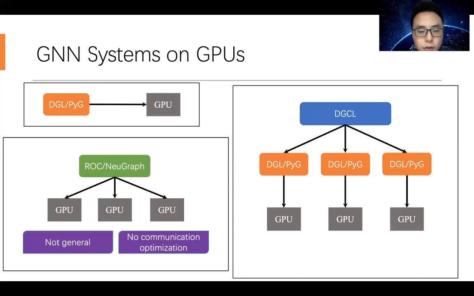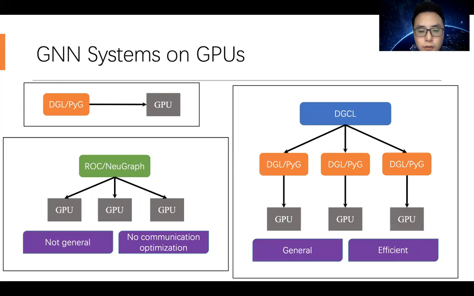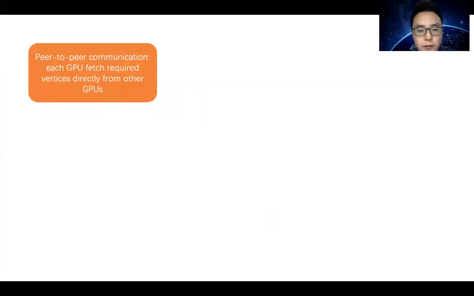Therefore, we want to build a general and efficient communication library for GNN training, so that if a system can train a GNN on a single GPU, it can use our library to extend to multiple GPUs. And the library also has efficient optimizations compared with naive communication. Now, let's see why the naive communication strategy is not efficient on GPUs.